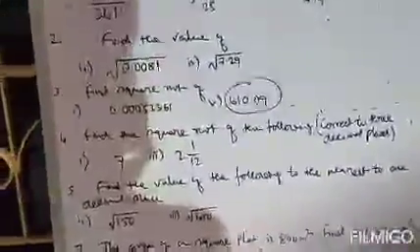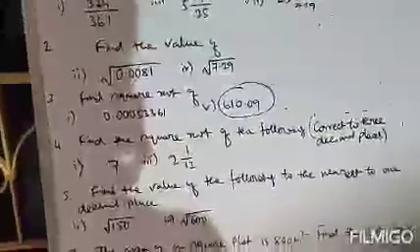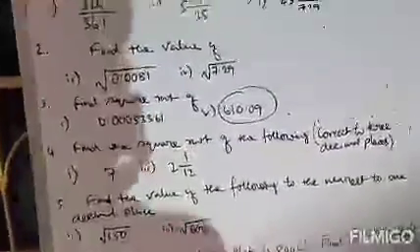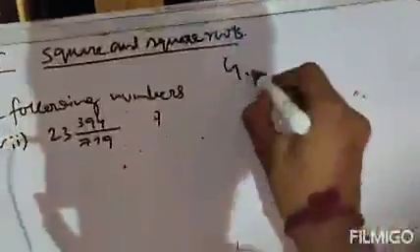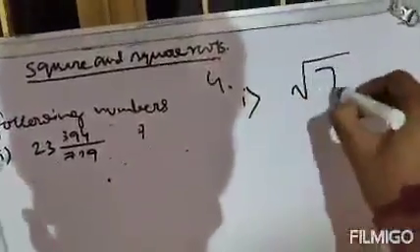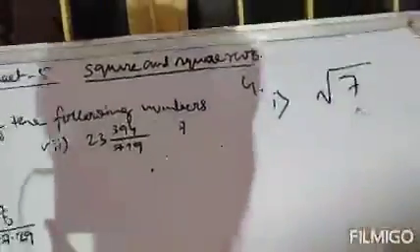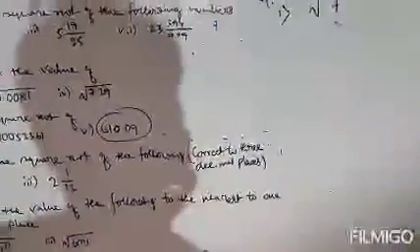Next question. Question number 4. Find the square root of the following correct to 3 decimal places. So we have to find out the square root of 7, and it will be correct to 3 decimal places. Clear?